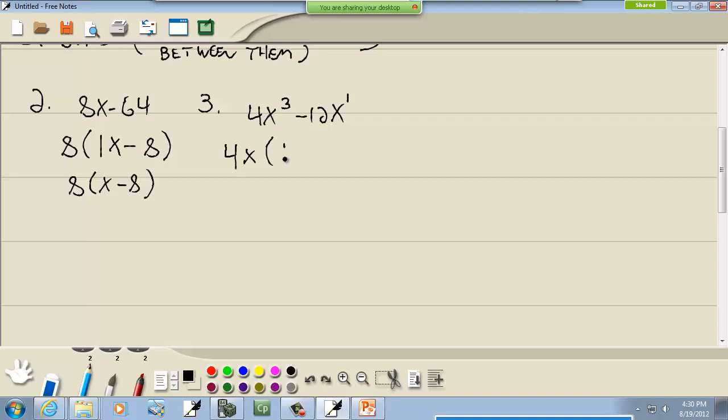Well, 4 divided by 4 is 1. I tell people learning this for the first time to kind of visualize it. You got 3 x's sitting on a table. Somebody comes up and takes one of your x's. You're left with 2 x's. Minus 12 divided by 4 is 3. I had 1 x there, and somebody went and took it. So there's no x's. So our answer is 4x times x squared minus 3.